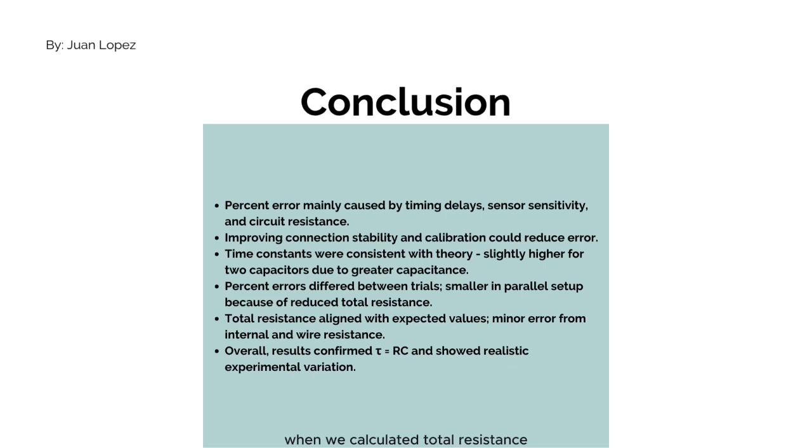When we calculated total resistance using the capacitance values, it was close to what we expected, with a small percent error caused mostly by internal resistance from the components and wires. Overall, our results supported the τ = RC relationship. Even though we had some experimental error, the patterns we saw lined up with the theory and showed how real circuits behave, especially how capacitance and resistance work together to control charge and discharge rates.